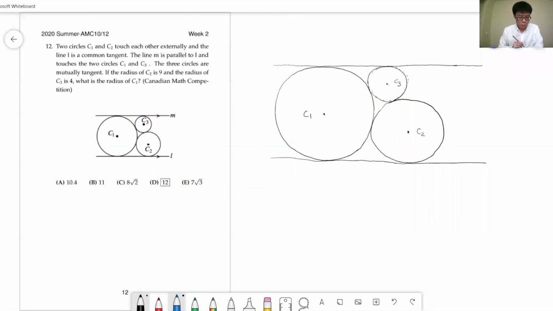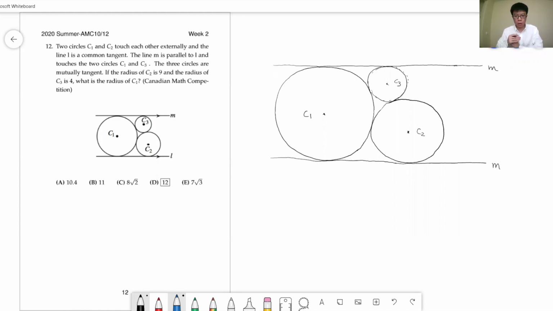All right, let's come to problem 12, geometry. So we have 3 circles tangent to each other externally, and also tangent to these 2 parallel lines, M and N. So we know the radius of the small circles. We want to find the radius for the largest circle. Right, let's see the relation.